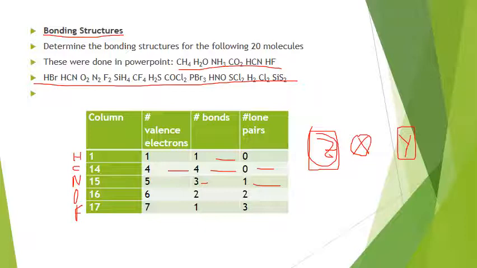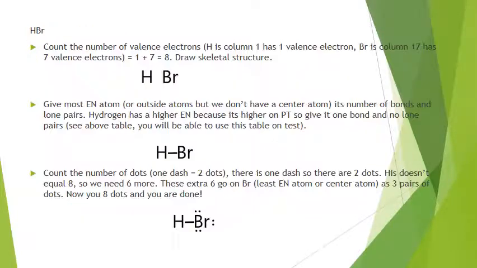So let's go over these quickly and efficiently. The first one is HBr, hydrobromic acid. Figure out how many valence electrons it has. Hydrogen plus bromine is 1 plus 7 equals 8. Then you draw the skeletal structure. It doesn't matter who you consider in the middle. In this case, I'm going to say bromine's in the middle and hydrogen's on the outside. Hydrogen has a slightly higher electronegativity, so let's give it its number of bonds. Give hydrogen 1 bond.